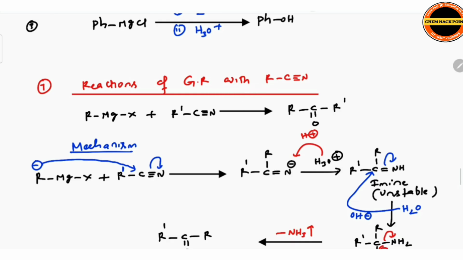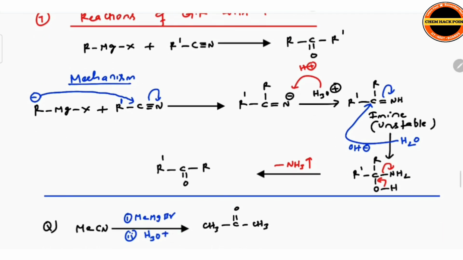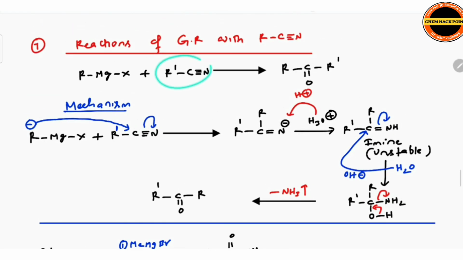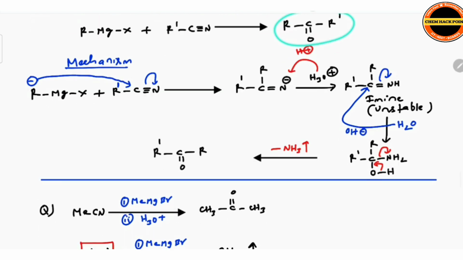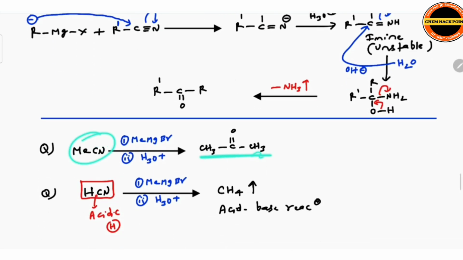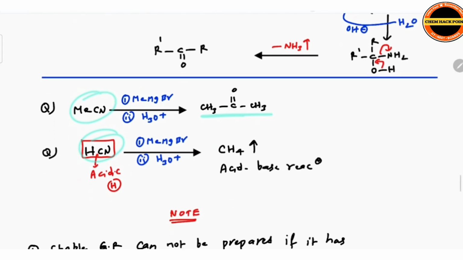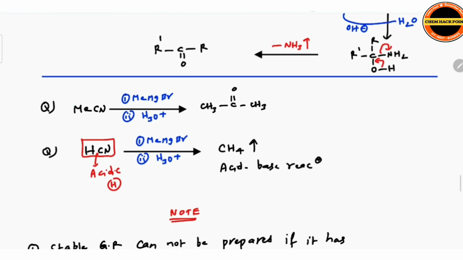Reactions of Grignard reagent with RC triple bond N. Here also I gave the mechanism, but it is not so important; focus on the overall conversion. A cyanide on reaction with a Grignard reagent gives a ketone. I showed the mechanism of how the ketone is formed for reference, but the main thing to remember is the conversion: cyanide gives ketone. HCN can produce acidic hydrogen, so it does not give a ketone. Whenever there is acidic hydrogen, it gives an acid-base reaction.